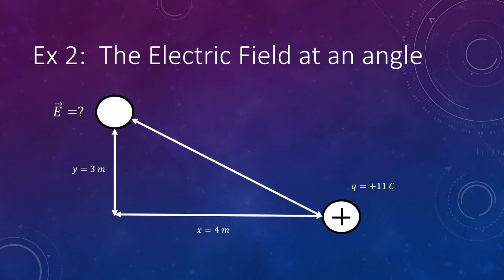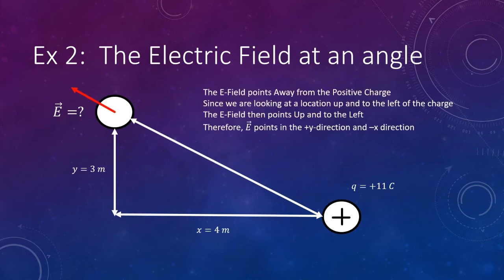So the first step, just worry about the direction of the field. Well, since we have a positive charge, the field is always pointing away from that charge, so you can picture rays of light coming out of that positive charge. And so since we're looking at a location up and to the left of it, our field is pointing away from that positive charge. The field is going up and to the left. So up would be in the plus y direction, and left would be in the minus x direction. So we're going to have x and y components to our field. So we have the direction now.